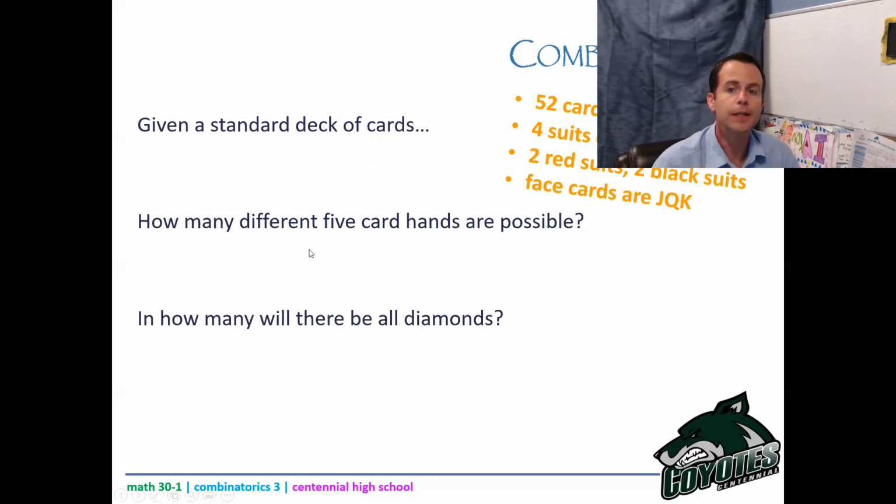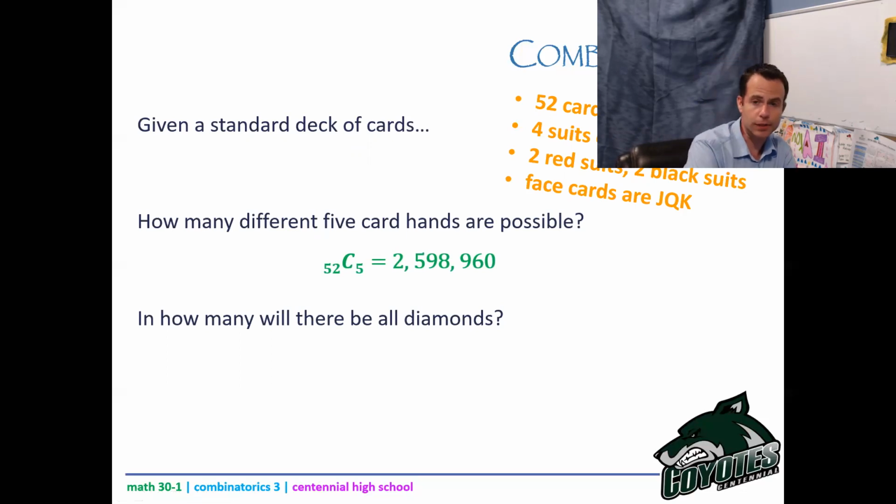So how many different 5-card hands are possible? Well, I have 52 in my selection pool. I want to select 5. So that would be 52 C 5, which is 2,598,960. So if you think you're going to make a career out of card counting when you're playing poker, I wouldn't bother.